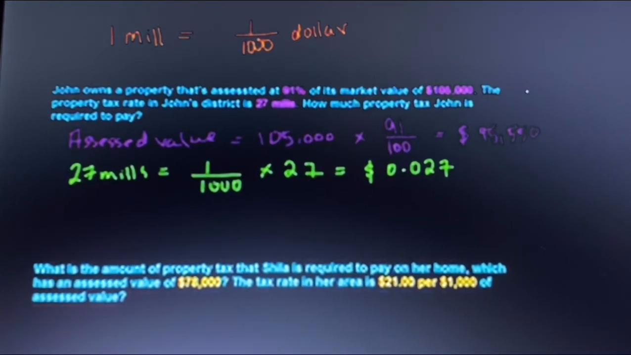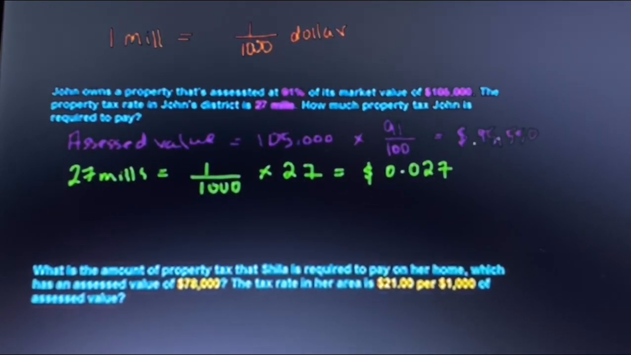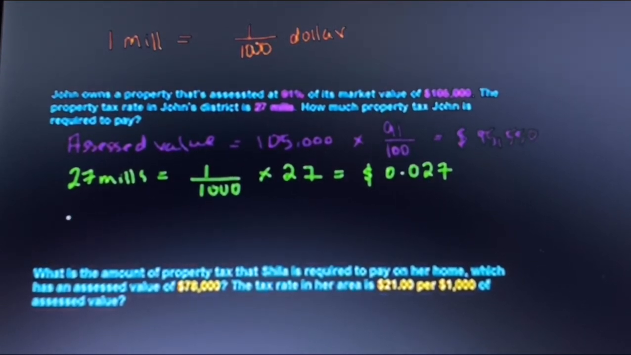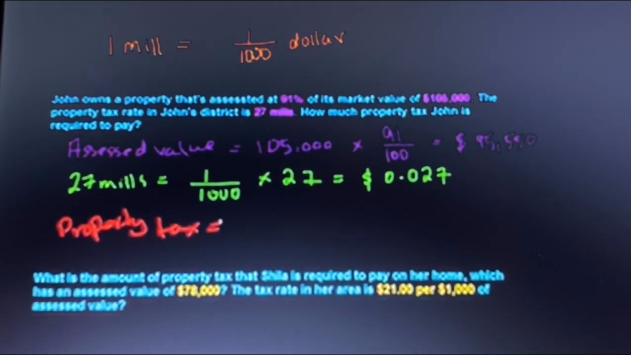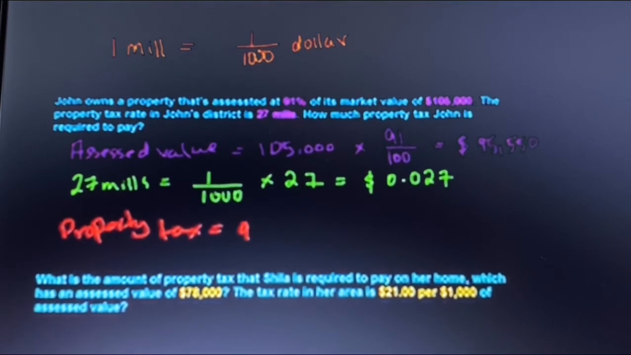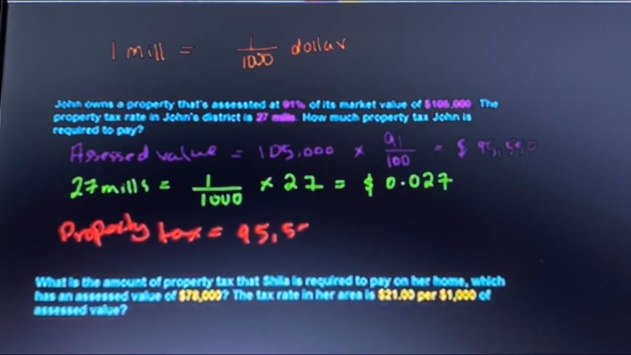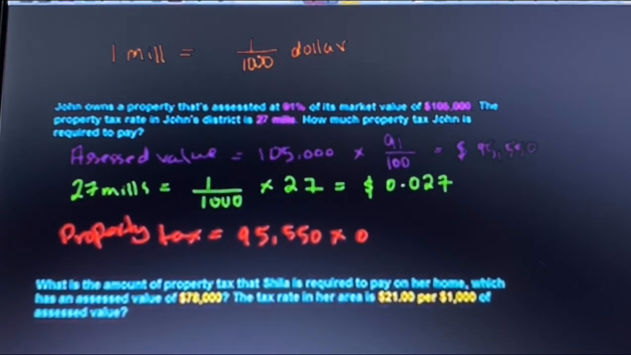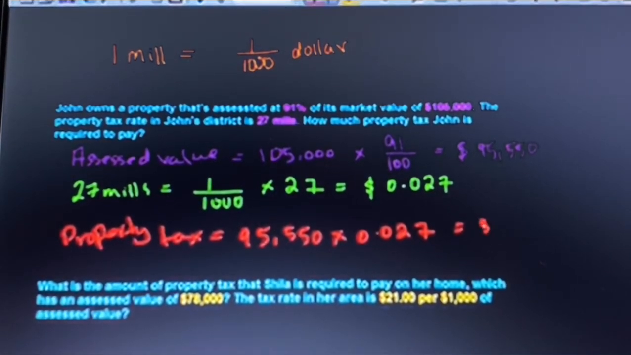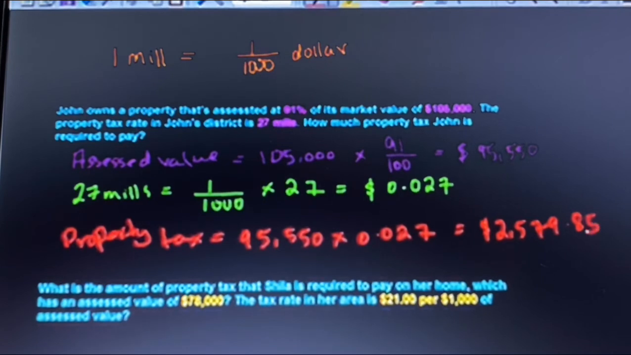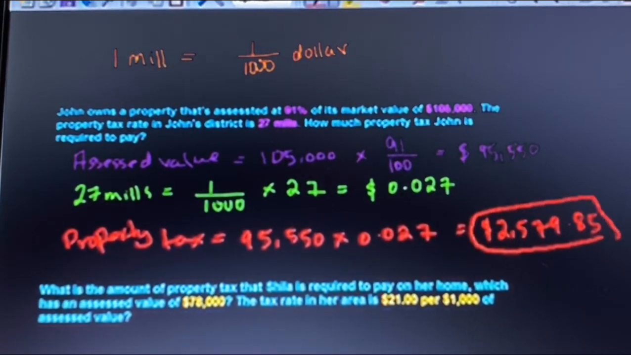So now we know the amount of taxes per dollar. We know the assessed value of the property. So now we can figure out the property taxes. Property tax equals, multiply these two values, 95,550 times that value, and that will give you the amount of property tax, which is going to be $2,579.85. So this is the property tax that he is required to pay for his property.